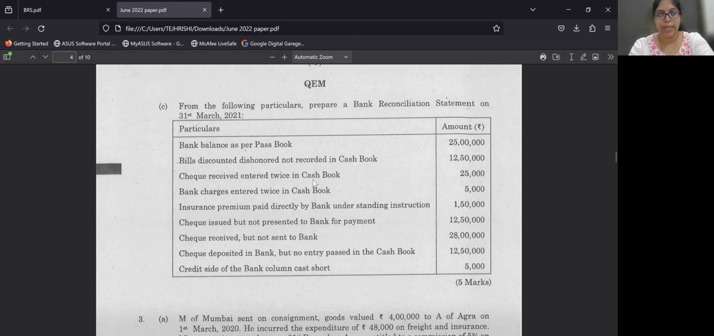Check received entered twice in cash book. So the check was received. It was added in our cash book as 25,000 more. So what we are going to do, we'll also add that 25,000. Though it was an error, still we are going to arrive at the cash balance. So what we will do, we will add that.